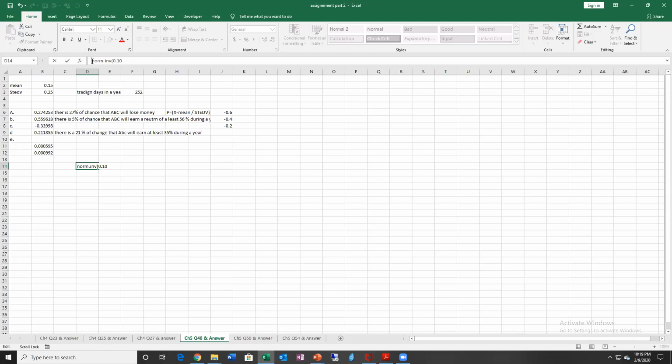Now, what does it say it wants? It wants at least 10%? It wants, no, it's between. So if there's a 10% chance, they want the return of less than or equal to what value during a year. So do I put like 9%? No. You're going to put in 10%. So we'll put in 10%, but you're going to have to give it the mean and the standard deviation now.